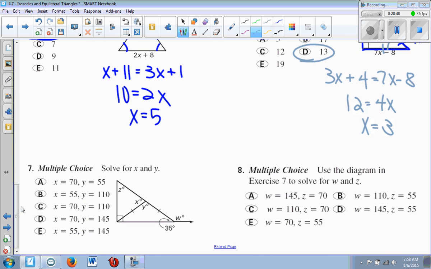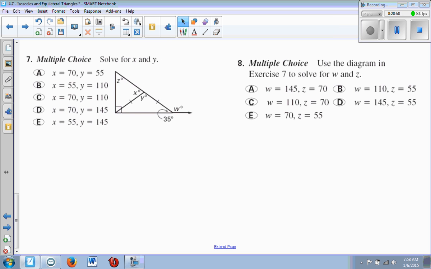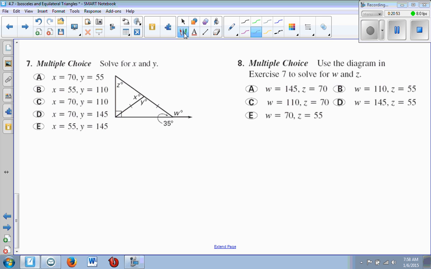2 more problems, and they're both related. The first one asks you for x and y in this picture, and then the second one asks you for w and z in the same picture. So we're going to use the same diagram for both problems. So some things to notice. We've got an isosceles triangle, which means 2 congruent angles. So this angle here is 35.